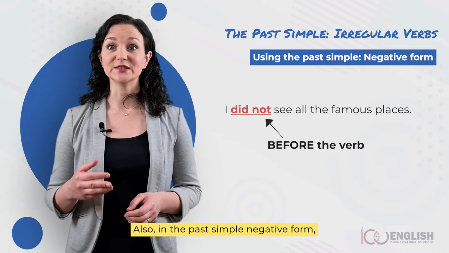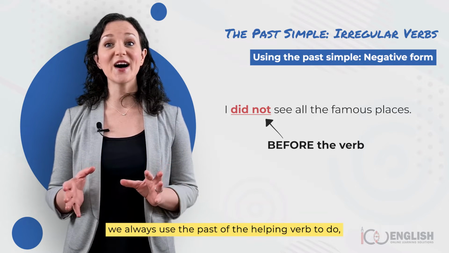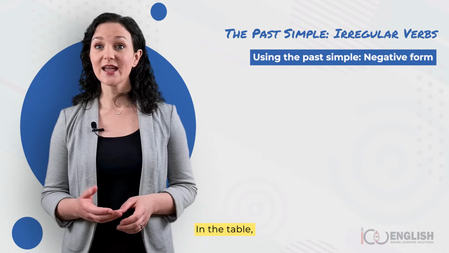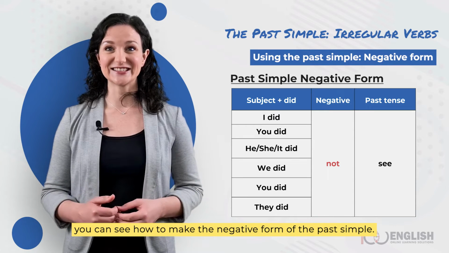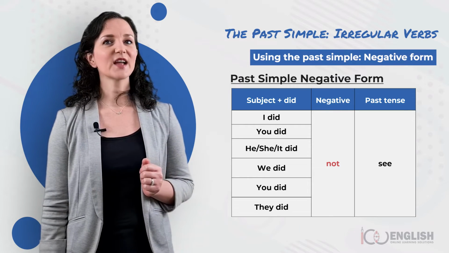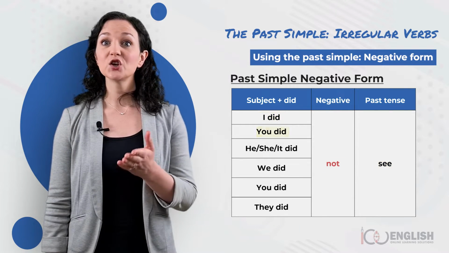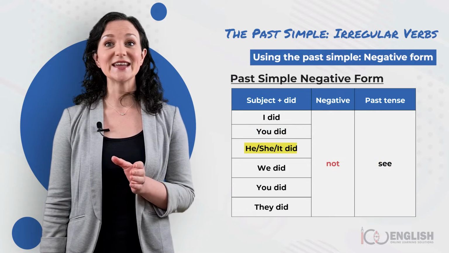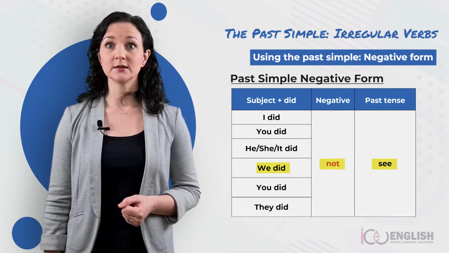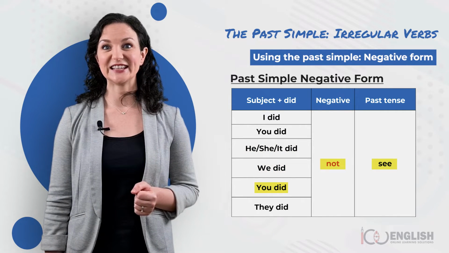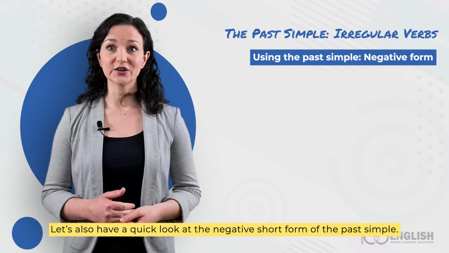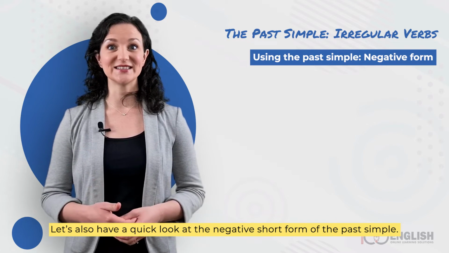Also, in the past simple negative form, we always use the past of the helping verb to do, which is did. In the table, you can see how to make the negative form of the past simple. Let's have a look at the forms. I did not see. You did not see. He, she, it did not see. We did not see. You did not see. They did not see.